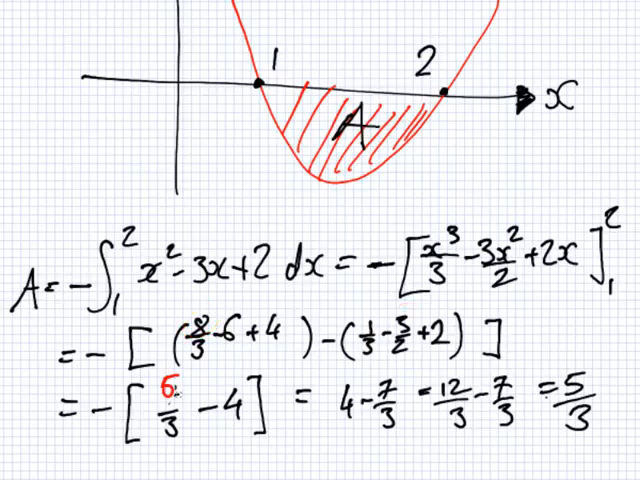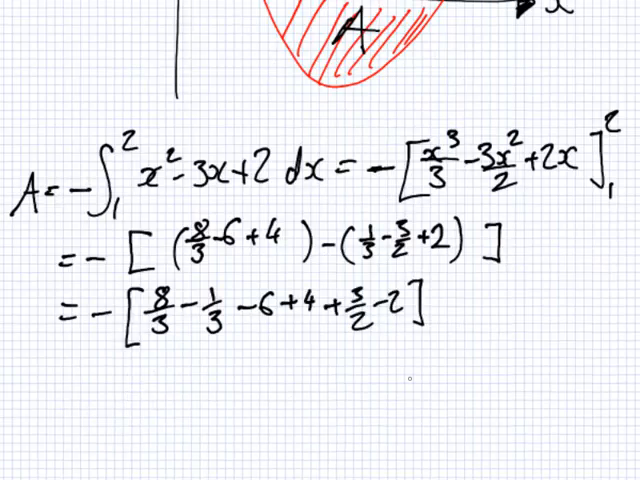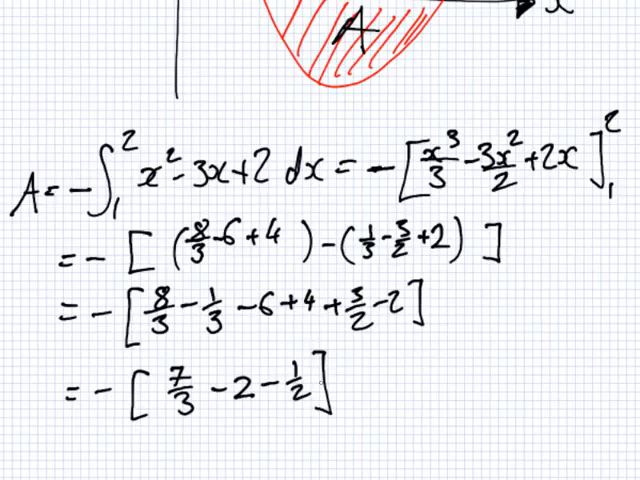I better go back. Mistake happened here. Let's try this again. 8 over 3 minus 1 over 3 minus 6 plus 4 plus 3 over 2 minus 2. Okay, let's try this again. 7 over 3 minus 2 minus a half. I'm going to use the calculator. Yes, exactly the answer, 1 over 6.